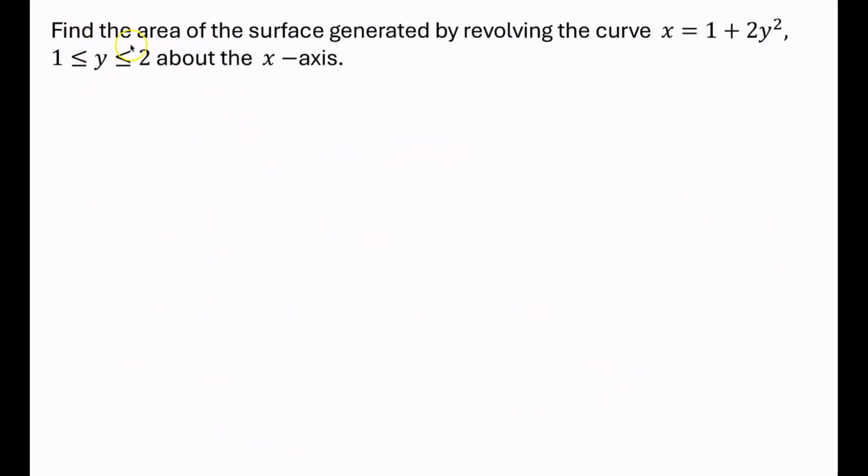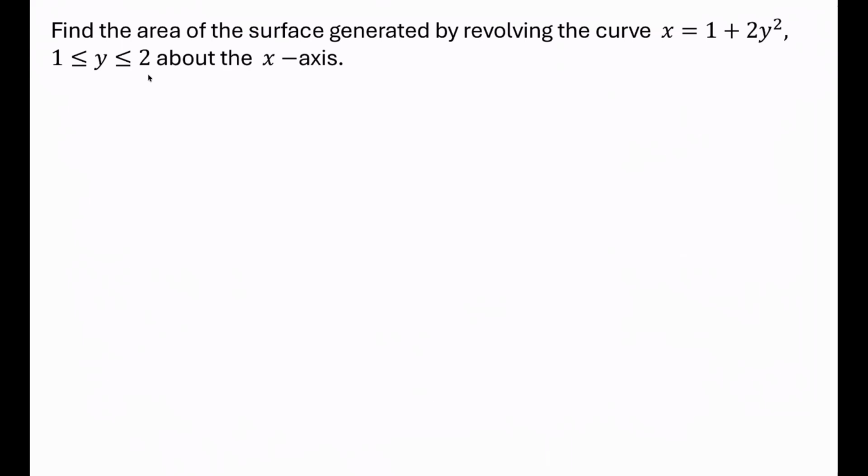In this example, we want to find the area of the surface generated by revolving the curve x equals 1 plus 2y squared on the y interval from 1 to 2 about the x-axis. So this time we have our function as a function of y and our limits of integration, or our interval, as a set of y values. So we are going to go ahead and set everything up in terms of y here.